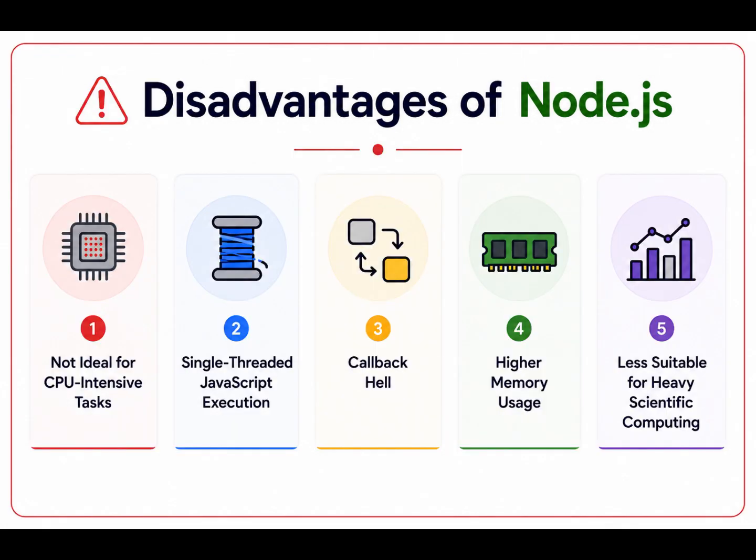And the disadvantages of Node.js are: it is not suitable for CPU intensive tasks, it is single threaded in nature, and there is callback complexity. Earlier, developers relied heavily on callbacks, which often resulted in deeply nested code called callback hell. Today, this problem is largely solved using promises and async and await.